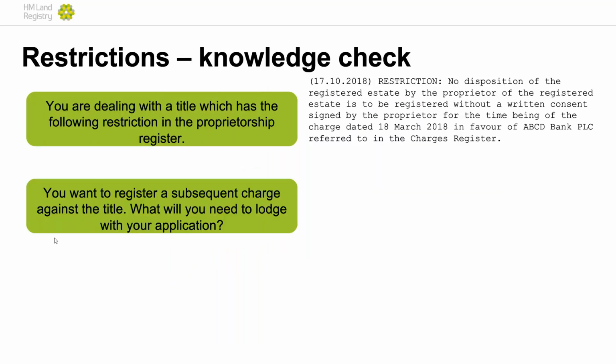It's now time for a quick knowledge check on restrictions. Please can you consider the following questions. You're dealing with a title which has the following restriction in the proprietorship register. You want to register a subsequent charge against the title. What will you need to lodge with your application? Please pause the video to give yourself time to consider the question and write down an answer. When you're ready, press play and we'll review the answer.